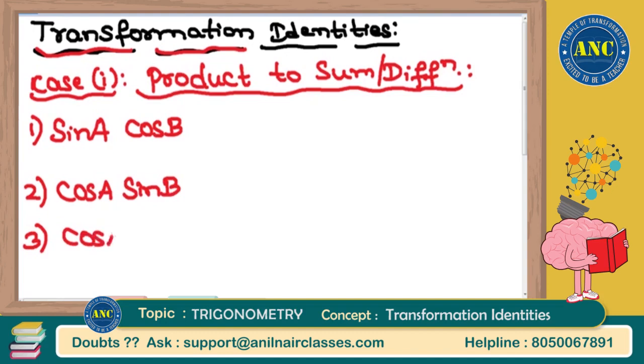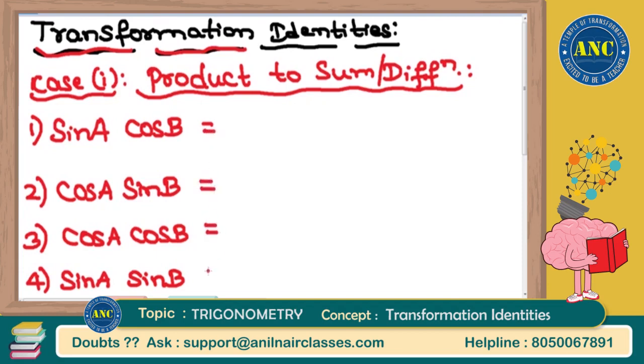Next, both of them are cos. Cos A cos B is my third transformation. Both of them are sin. Sin A sin B is my fourth transformation. Listen carefully, sir. How to remember it so easily, so beautifully. Sin A cos B, cos A sin B, cos A cos B, sin A sin B. All the things on the left hand side are multiplied. I want to convert that product into some more difference of trigonometric functions.